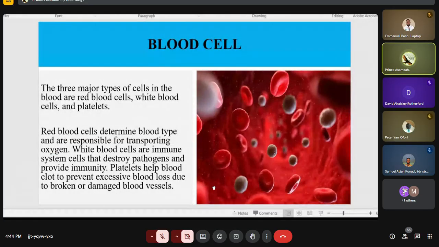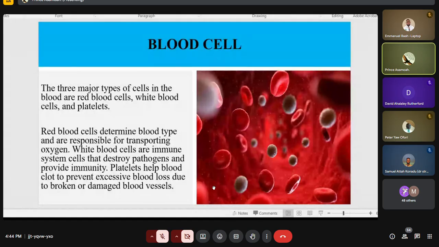Then after stem cell and bone cell, we go to blood cell. Blood cells too are three main types. We have white blood cells, we have red blood cells, and we have platelets too.